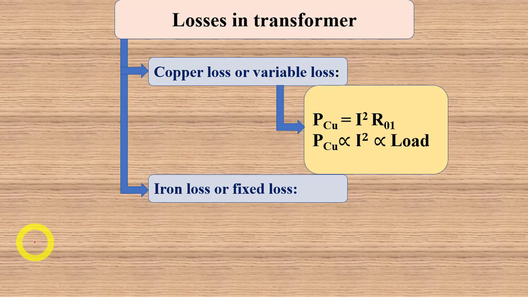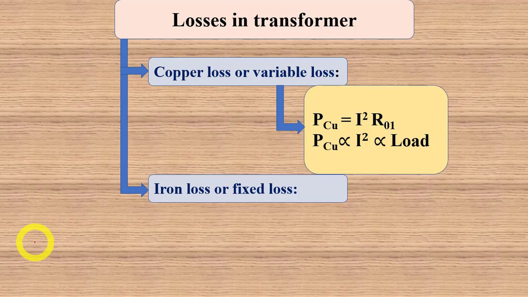Iron loss or fixed loss has two components. First one is eddy current loss and second one is hysteresis loss. Both losses depend on frequency and voltage respectively. Eddy current loss depends on frequency and voltage. In any grid system, the operating frequency is fixed, so these losses are fixed.